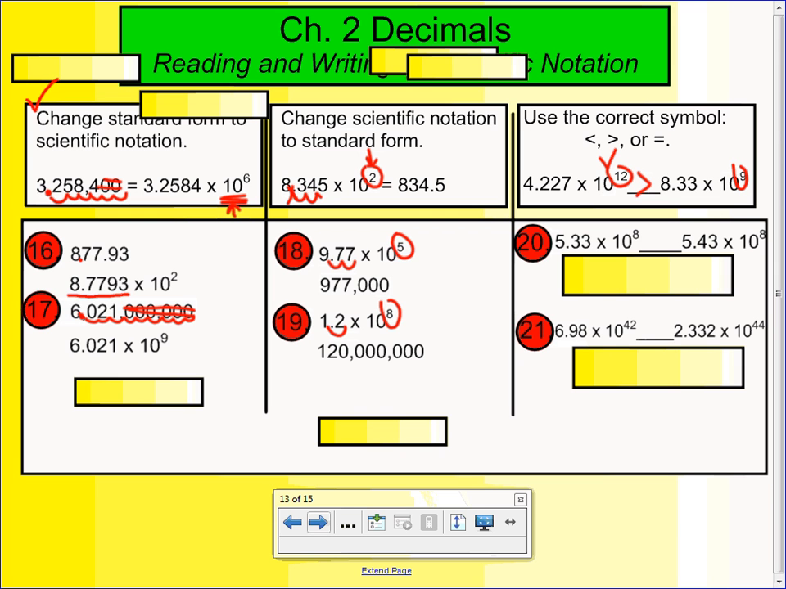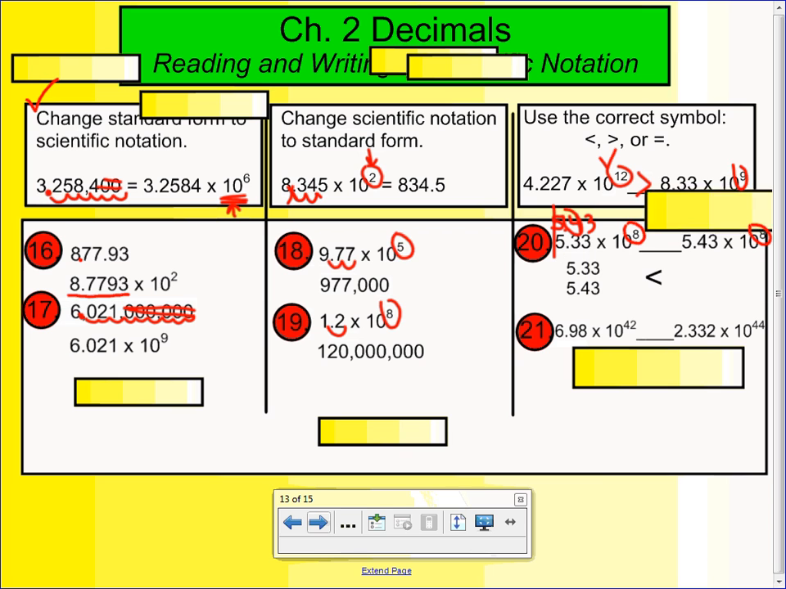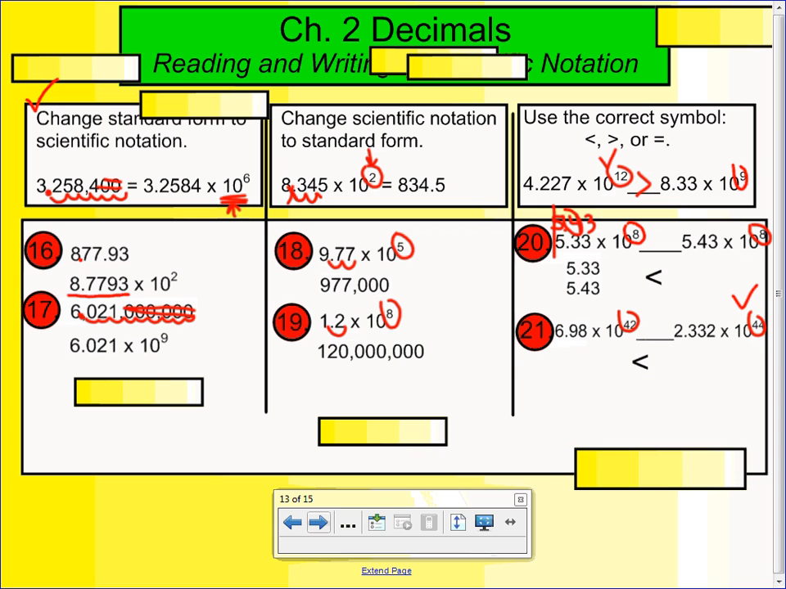Finally, in number 20, I look and I notice that these exponents, 8, are the same, so when I write my numbers vertically to compare them, I see that that would be my larger digit, and so the correct answer there would be that it is less than. And in number 21, since my exponents are different, I notice that this is my larger exponent, and so again, my answer is going to be less than.